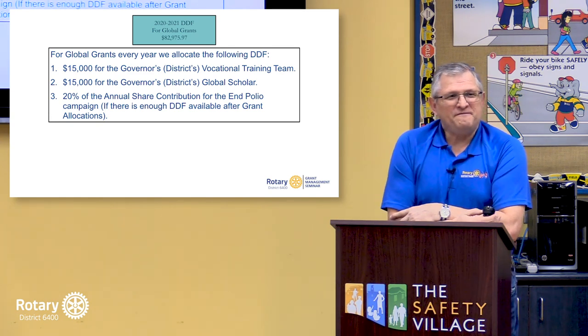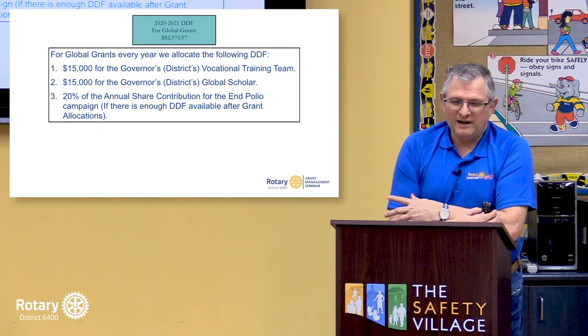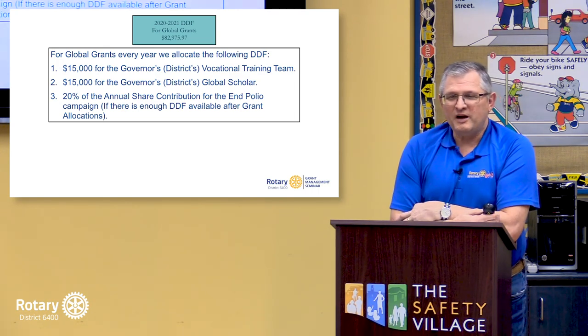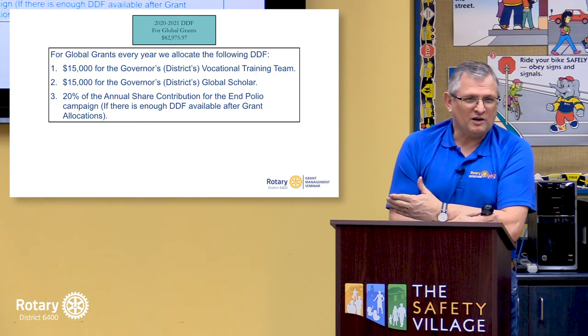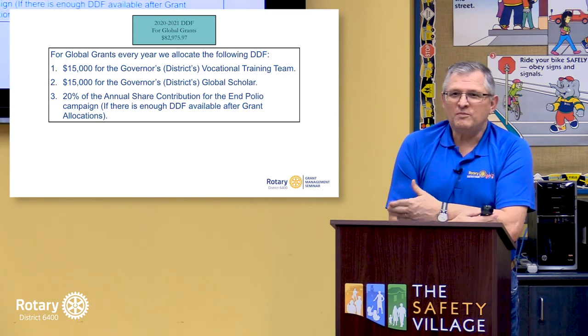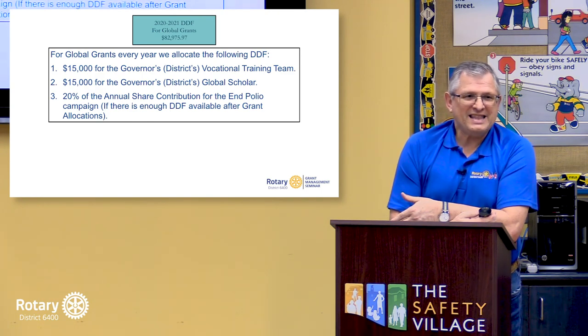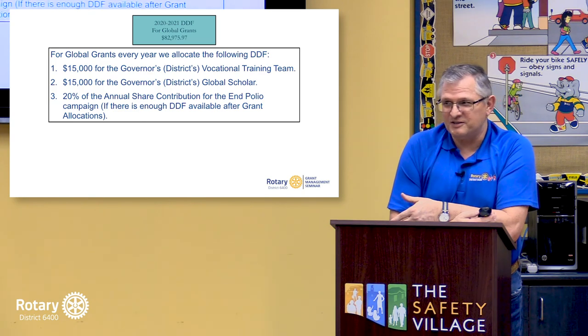And we set aside $15,000 for what we sometimes call the district governor's global scholar. So every year we have a global scholar. Russ will talk more about the VTT and the global scholar grants a little bit later on, but the money is there. And in the news and notes of March, you'll see an advertisement for you to look for candidates to get this scholarship. This scholarship is worth $30,000, American dollars.